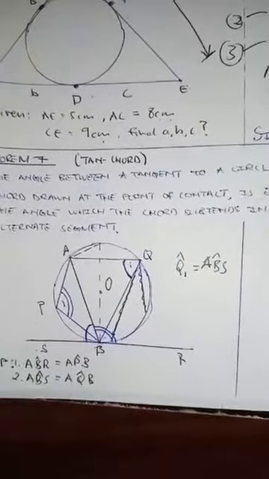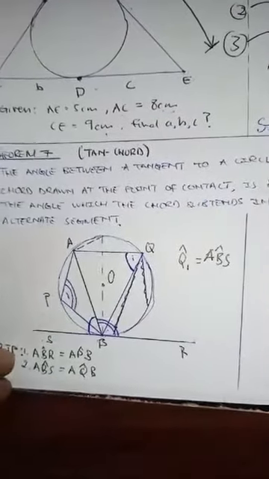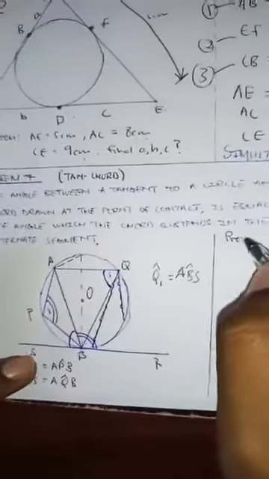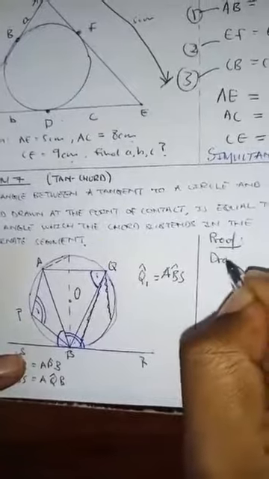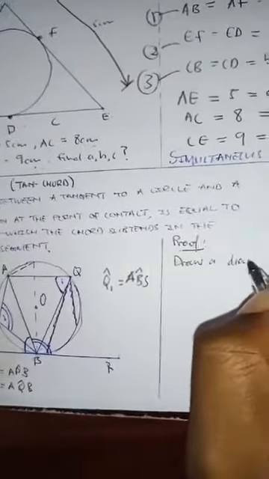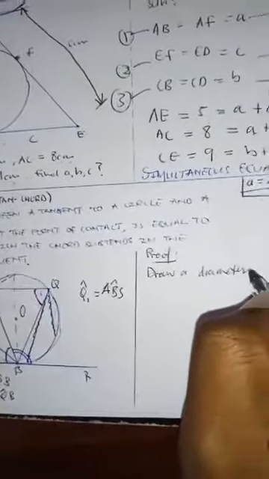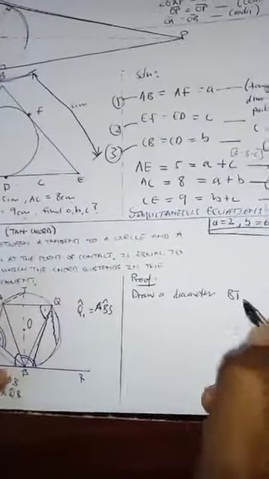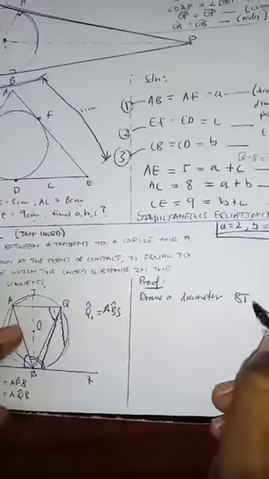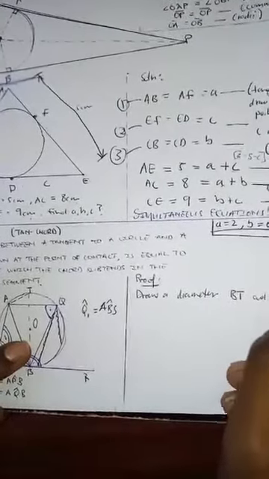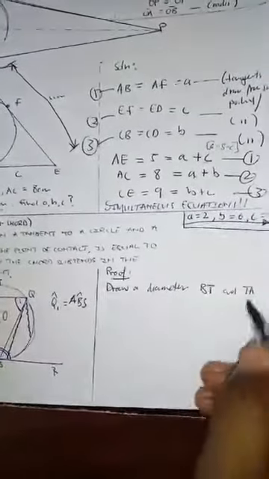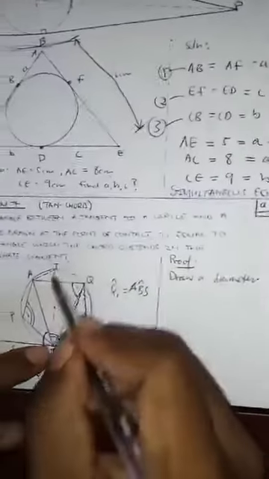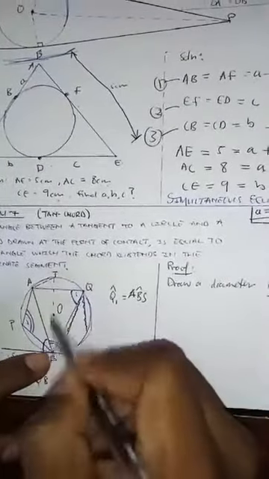So what do we do? The first thing that maybe you can see already from the diagram, so I'll say proof. We've drawn a diameter already. Draw a diameter BT and construct TA, right? So the claim is that BT is a diameter, not TA. So let's draw BT. This is our own construction.